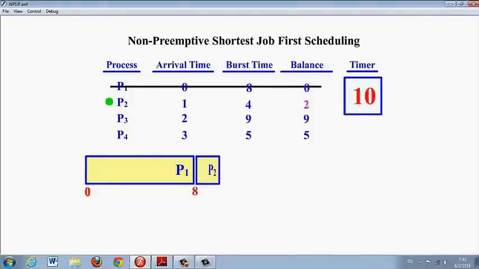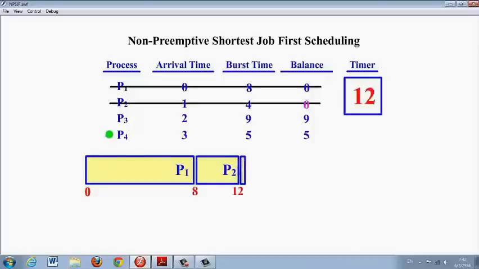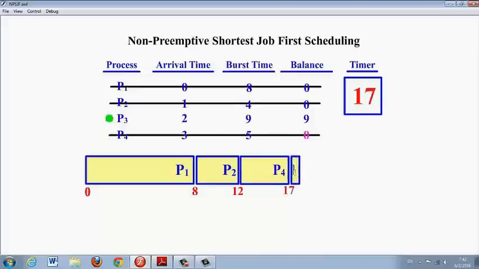In this algorithm, that is non-preemptive SJF, P1 will execute first for 8 seconds, then P2 will execute for 4 seconds, then P4 will execute for 5 seconds and then P3 will execute for 9 seconds, because they are following SJF.